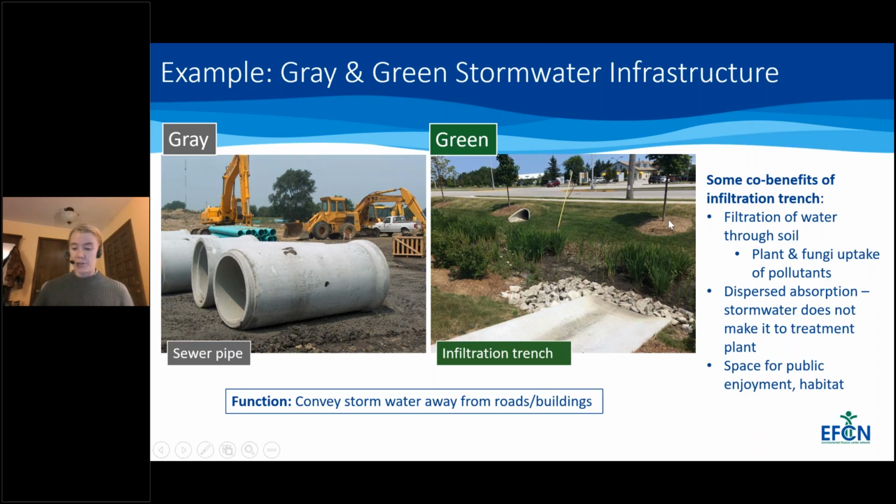Here we have concrete sewer pipes whose function is the conveyance of stormwater away from roads and buildings. And its green counterpart is an infiltration trench. This one is situated along a roadway. And we have some added co-benefits to the infiltration trench. That could be filtration of water through the soil, which allows plants and fungi in the trench to break down pollutants that are associated with the adjacent roadway, like heavy metals, oils, and that kind of thing. This is a feature that the community can enjoy walking along as well, with plants that cool the air and improve air quality, as well as capturing carbon and other airborne materials in the process.